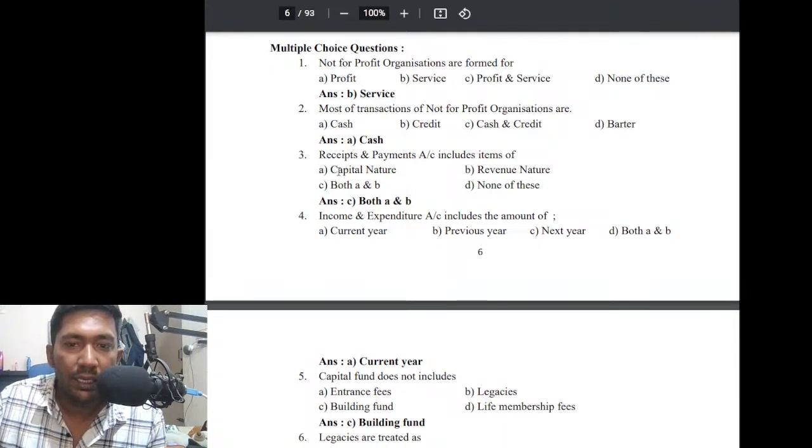Then again they have given: receipt and payment account includes items of revenue as well as capital. A receipt and payment account includes everything. It's like a cash book, wherein in the cash book all the capital expenditure as well as revenue expenditure both are taken into consideration. Here also in the receipt and payment account we take capital as well as revenue nature of expenditure as well as income. It includes both the revenue and capital.